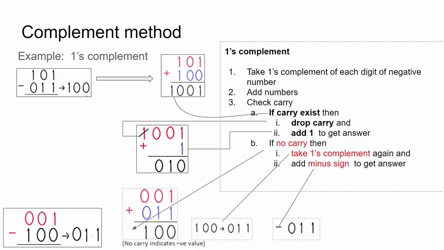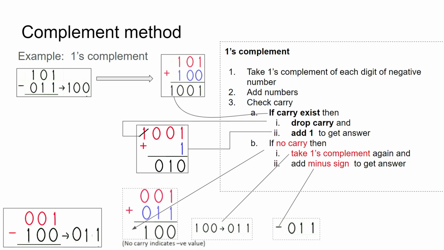Now we have a 1's complement. 1's complement is very similar to 9's complement, whereas 2's complement is similar to 10's complement. Let's do this example. Consider a situation where we have to subtract 011 from 101. So now we don't want to do the subtraction, we have to solve this problem using addition. So the technique we are using here is a 1's complement.